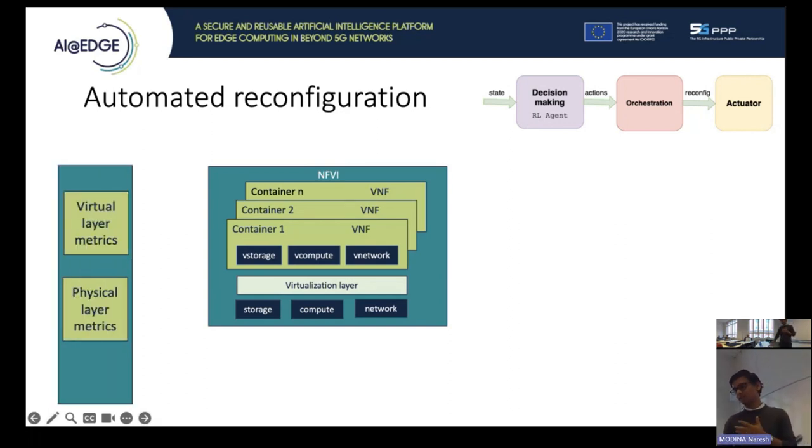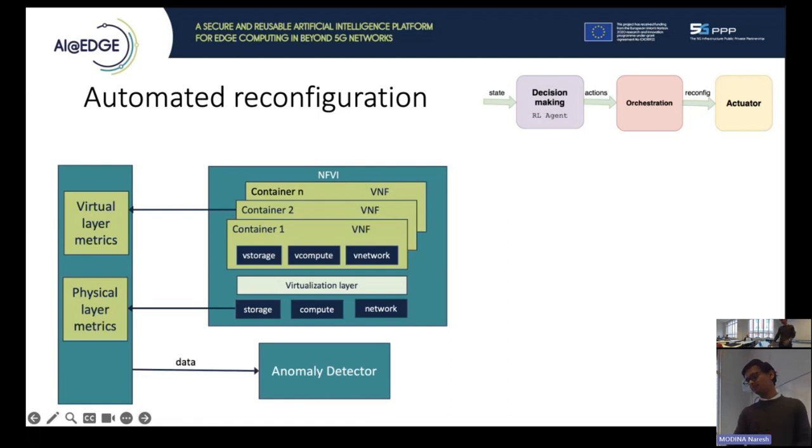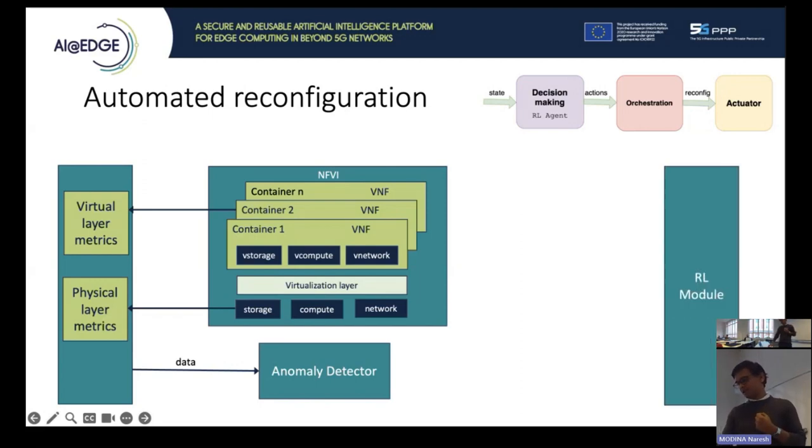anomaly detection block. Here I only consider the physical and virtual level metrics. For the moment, I'm not considering the access level metrics, to make it somewhat simpler. First, to see what is the performance of the RL agent, and then we could scale it to additional access level nodes as well. So once having collected the data from this infrastructure, this data will be sent to the anomaly detector. Clearly, in this case, it could be either central or even the distributed approach that we have.